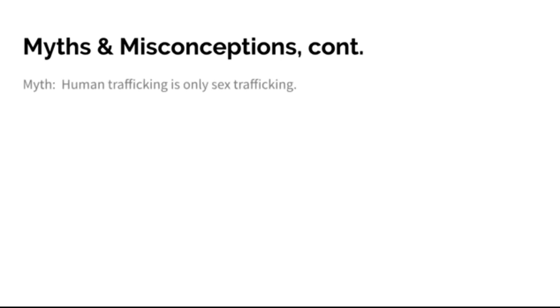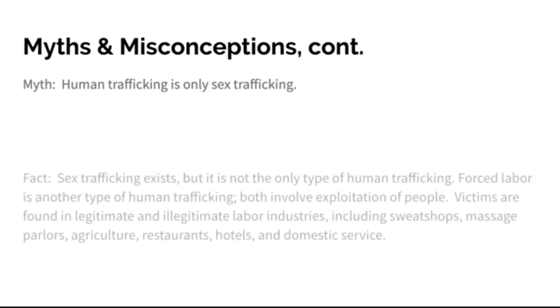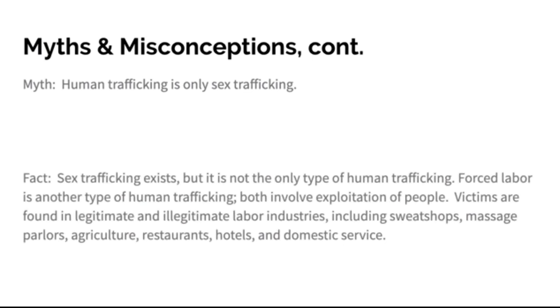Myth. Human trafficking is only sex trafficking. Fact. Sex trafficking exists, but it is not the only type of human trafficking. Forced labor is another type of human trafficking. Both involve exploitation of people. Victims are found in legitimate and illegitimate labor industries, including sweatshops, massage parlors, agriculture, restaurants, hotels, and domestic service.